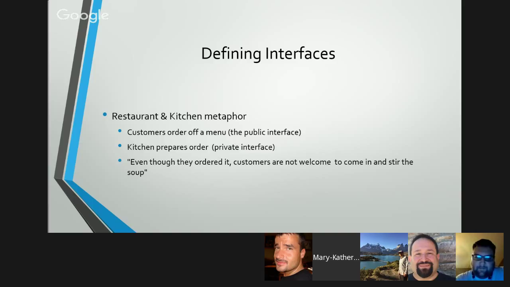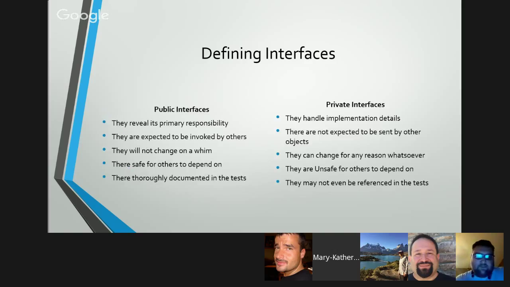So she also defines what the difference between public and private interfaces is. Public interfaces are basically a list of responsibilities. They reveal its primary responsibility. Public interfaces are expected to be invoked by others. They probably won't change, so they're safe for others to depend on, and they are thoroughly documented in the tests.